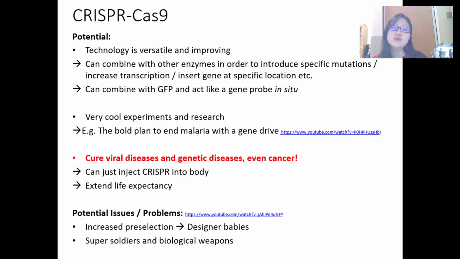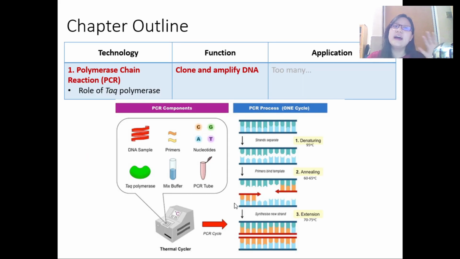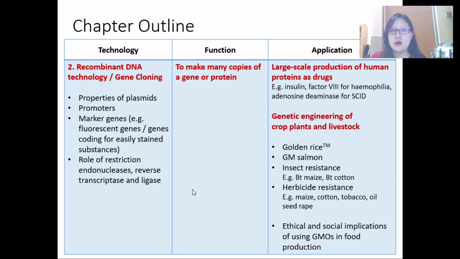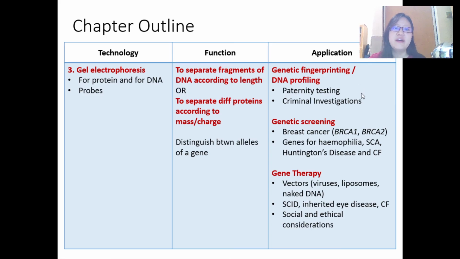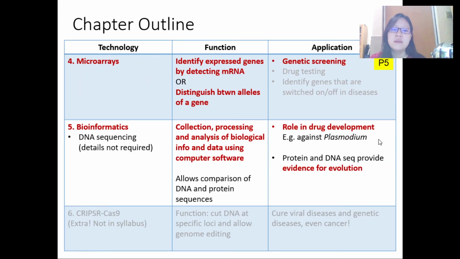But just before we close, I just want to list the number of genetic technologies we've learned so far. So we have learned 5 genetic technologies in the syllabus. Number 1 is PCR. Number 2 is recombinant DNA technology. Number 3 is gel electrophoresis. Number 4 is microarrays. Number 5 is bioinformatics. All the applications highlighted in red are the important applications, so that might be what you'd be interested in. You realize that microarrays and gel electrophoresis has the P5 tag on them, which tells you that yes, they can come out in paper 5. Last but not least, I did teach you the CRISPR-Cas9 technology, but that is not in syllabus. That's just for fun, and it's incredibly exciting.